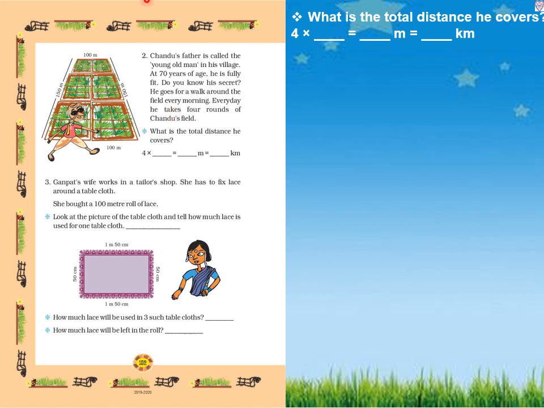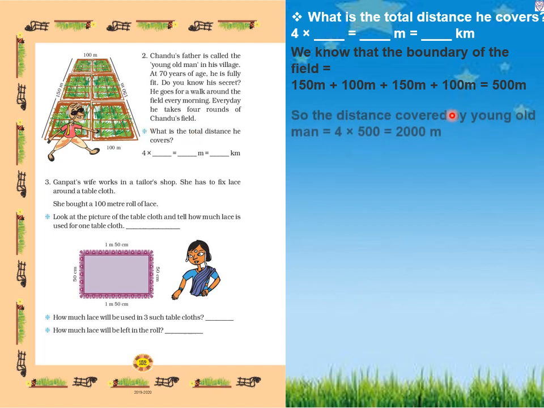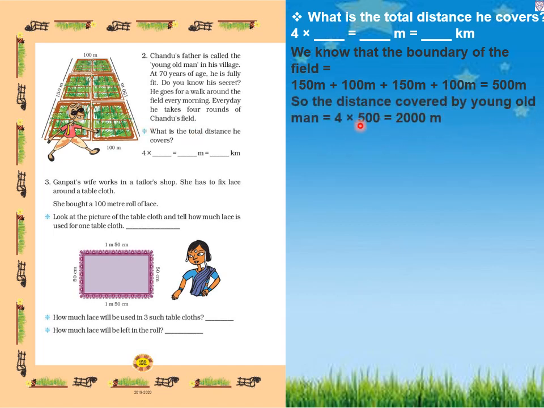So first we will find out the boundary of the figure. We know that the boundary of the field equals 150 meter plus 100 meter plus 150 meter plus 100 meter. 150 plus 100, 250. 250 plus 100, that is 400. 400 plus 100, 500 meters. So the total boundary of Chandu's field is 500 meter. Now, the distance covered by the young old man equals the number of rounds he takes daily, 4 rounds. So 4 multiplied by 500, that is 2000 meter.